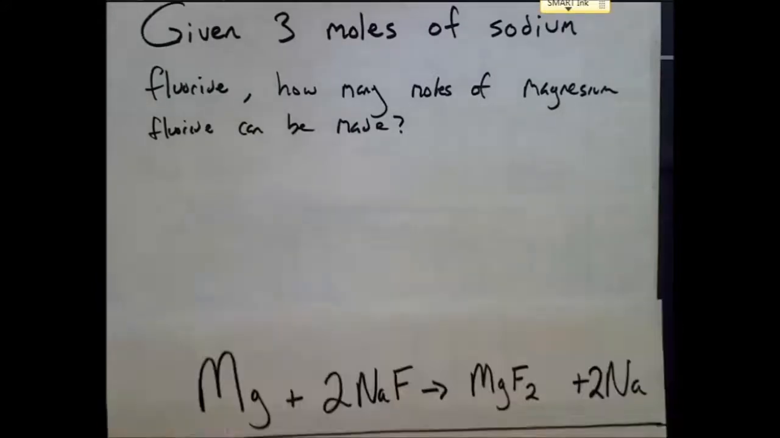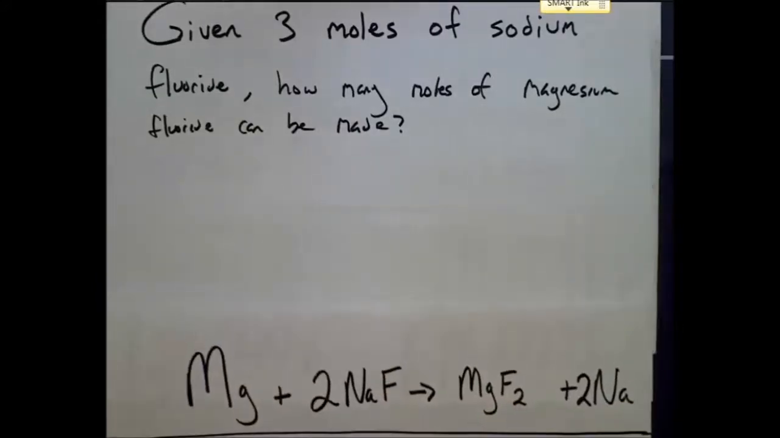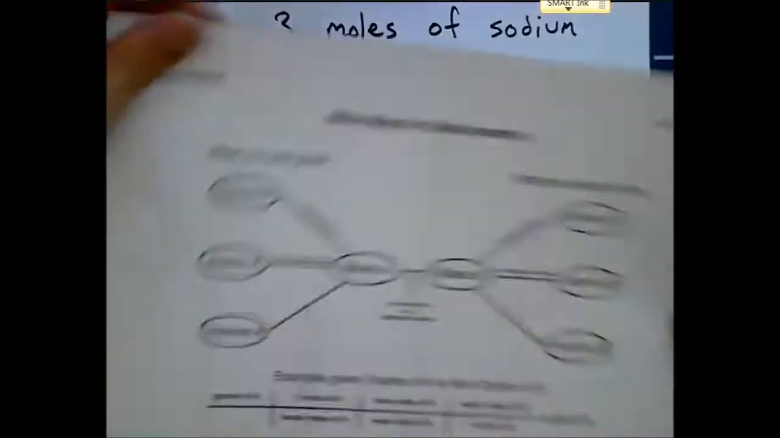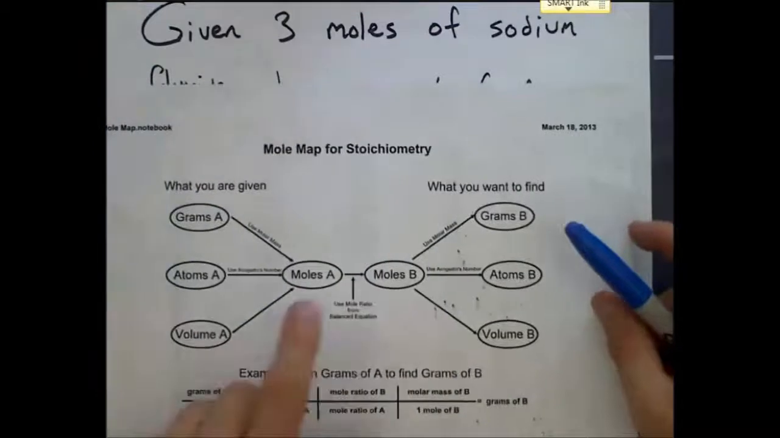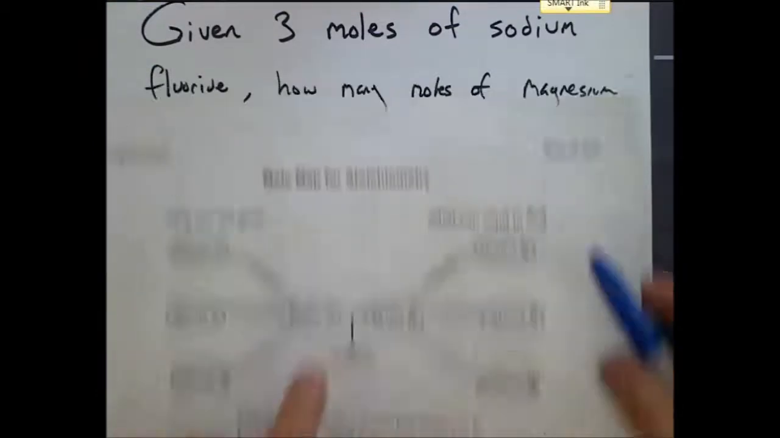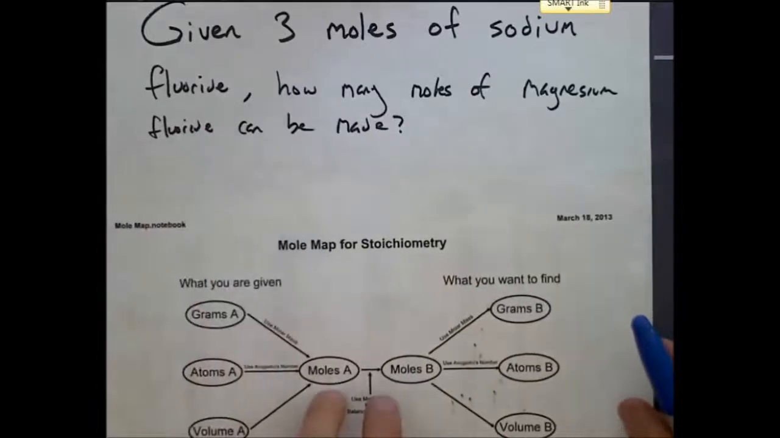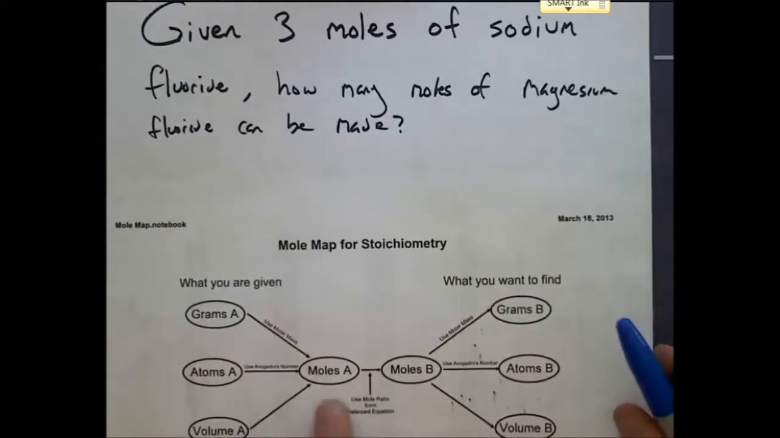All right, so drop this on top here. Now, we're starting off with moles. So if we look at our mole map, we've got moles of something here. The question asks, how many moles of magnesium fluoride? Well, we start with moles and it asks for moles, but they're of different things. Okay? Well, that tells us it's going to be a one-step conversion. Let's see how that's going to work.